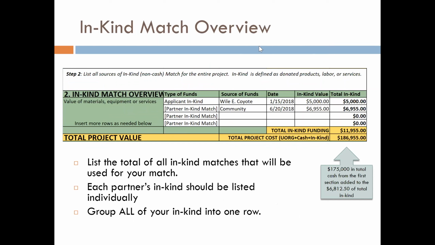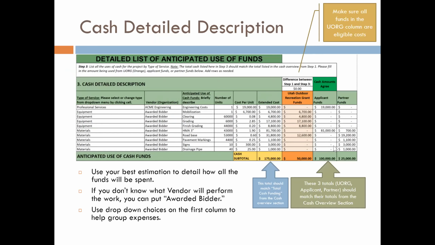Now we'll do the same for our in-kind match overview. Here we'll list all sources of in-kind match for the entire project. Here we have type of funds, we have applicant in-kind and partner in-kind, our sources of funds, our dates, and then our values. We add up the values to bring us to our total of in-kind funding. Here, $11,955. Add that to the cash overview section total, and we have our total project cost of $186,955. After the overviews, we take a closer look at each section.